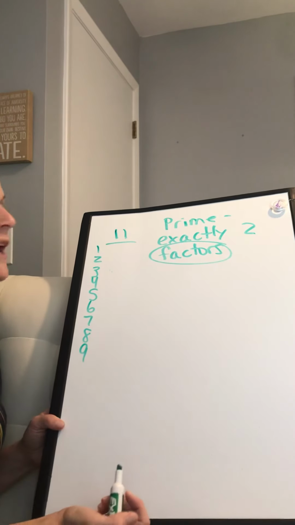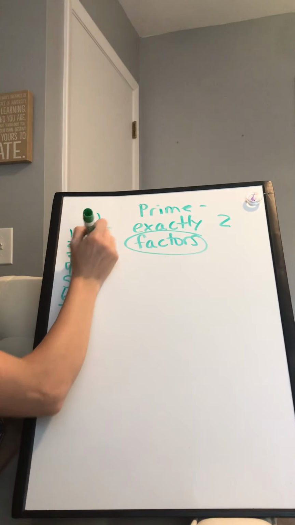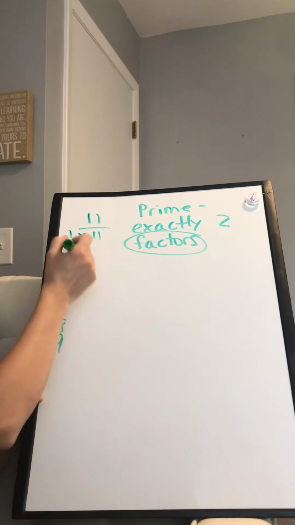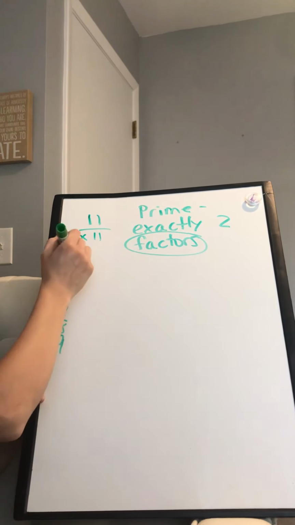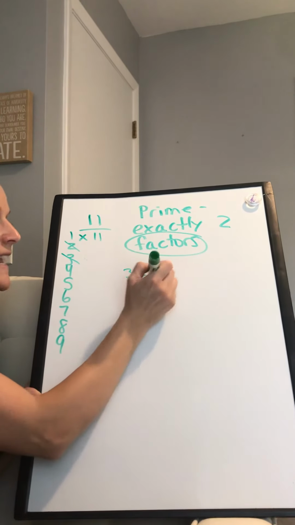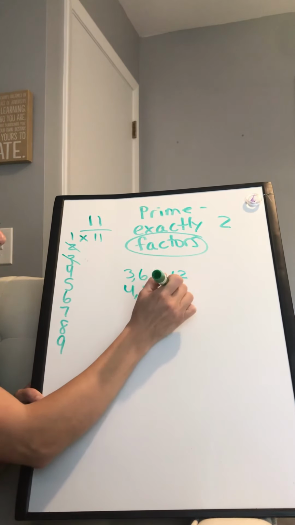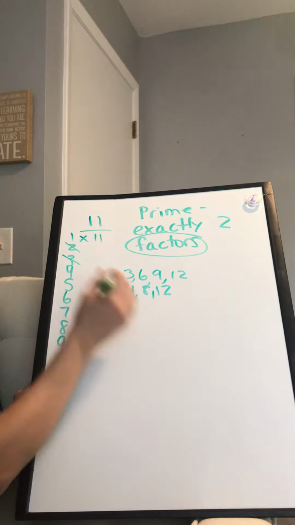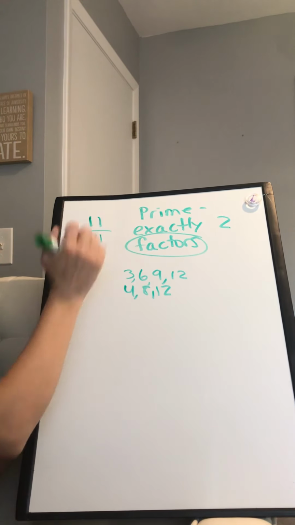So if I go through my chart to find all the factors of the number 11, 1 times 11 gives me 11. Is there anything times 2 that gives me 11? No, it's not an even number. Anything times 3 give me 11? I can skip count to find out. Anything times 4 give me 11? I can skip count to find out. Nope. Anything times 5? No, it does not end in 0 or 5.